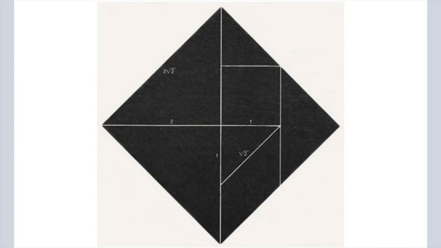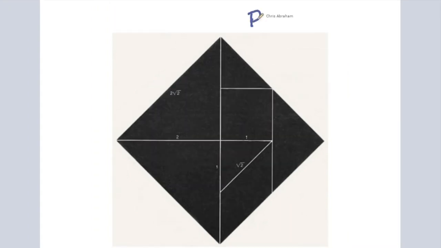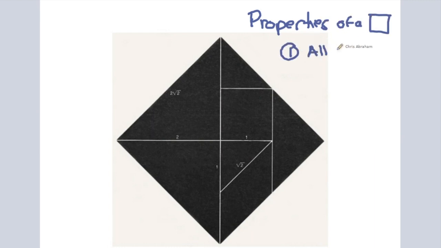So let's think about the properties of a square. I'll just write down properties of a square. And we have a couple that are really important. Number 1, all the sides of a square are congruent, or equal. So all sides of a square are equal. 2, the interior angles in a square are equal to 90. Each of these angles here is 90 degrees. They meet at 90 degrees.